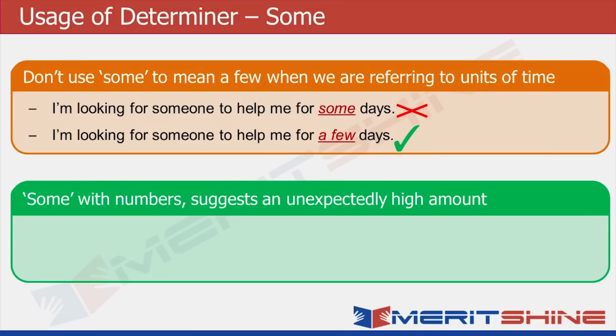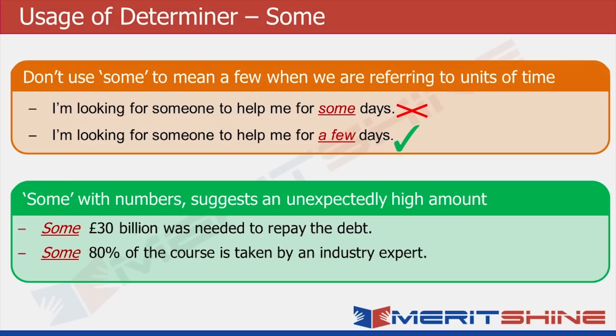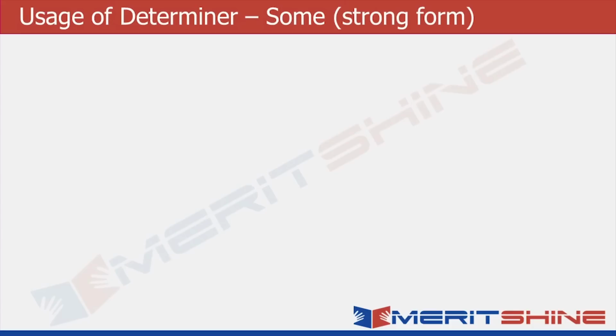Some can be used with numbers to suggest an unexpectedly high amount. Some 30 billion was needed to repay the debt. Some 80% of the course is taken by an industry expert. Some can be used in two different forms.